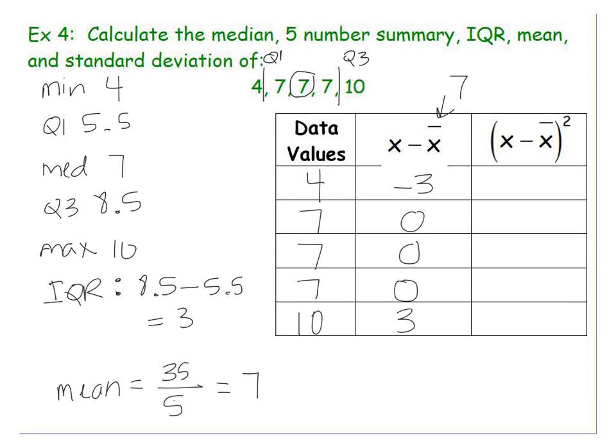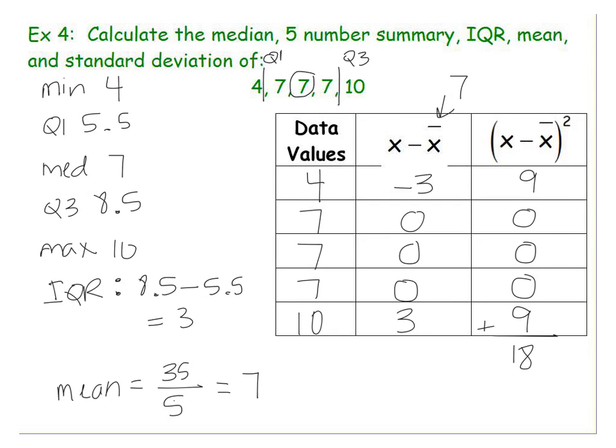Well, step 3 tells us to square each one of those values. That's what the next column is. If I take negative 3 and I square it, I get positive 9. 0 squared is 0. Again 0. Again 0. And 3 squared is 9. Step 4 now says add all of those numbers up. So we're going to add these up. Well, 9 and 9 make 18.